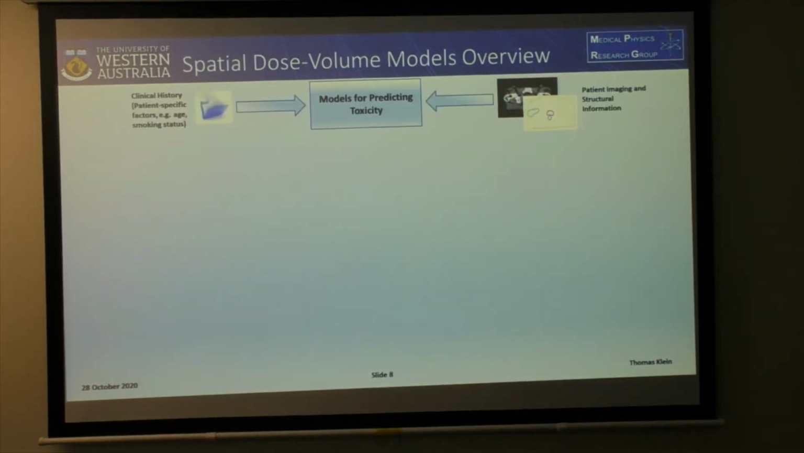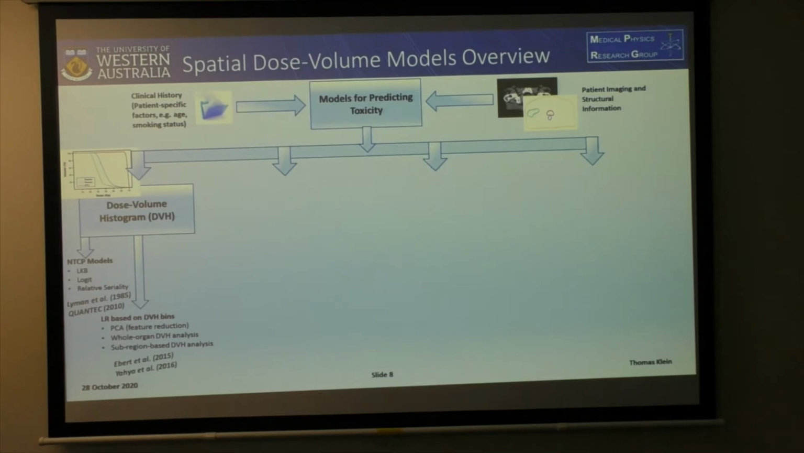So generally, these models for predicting toxicity will take the patient's clinical history data as input, as well as the imaging and structural information. So the simplest class of these models are based on the dose volume histogram and include the NTCP models introduced earlier. Other models have performed logistic regression based on the DVH bins for toxicity outcomes predictions and have used either the whole organ DVH analysis, as in the studies reviewed by Yaya in 2016, or sub-region-based DVH analysis, as in a study by Ebbett in 2015.